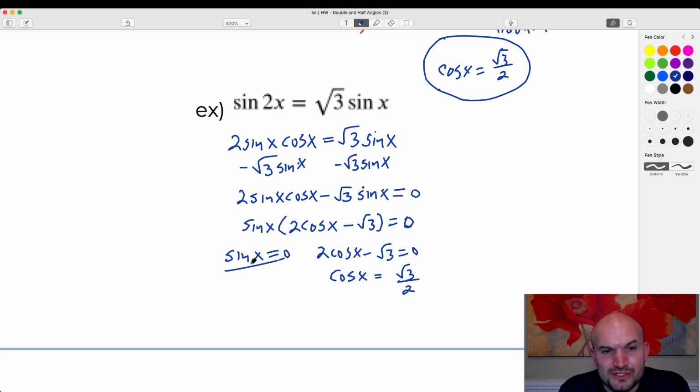So let's look into our answers here. When is sine equal to 0 on the unit circle? Well, sine is going to equal 0 at pi halves. No, it's not. Sine is equal to 0 between 0 and 2 pi at 0 and pi. Same solutions as the last problem. So we have 0 and pi. And then cosine is equal to square root of 3 over 2 at pi over 6 in the first quadrant and 5 pi over 6 in the fourth quadrant.